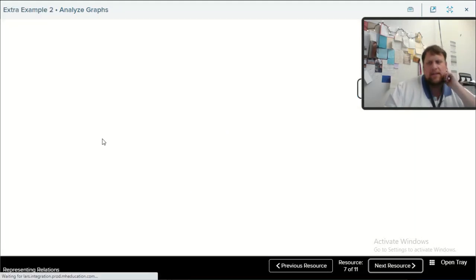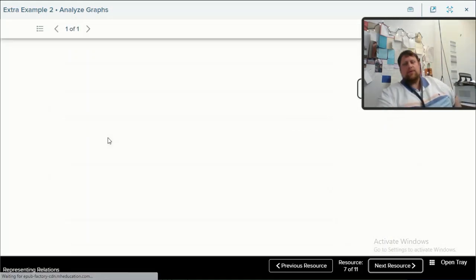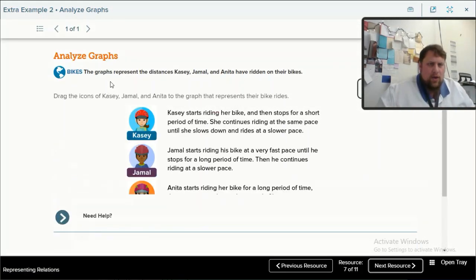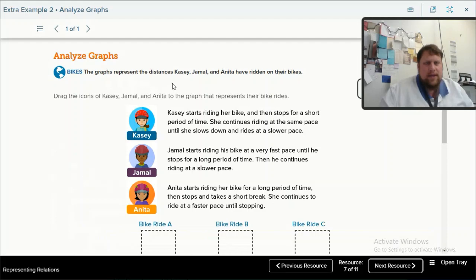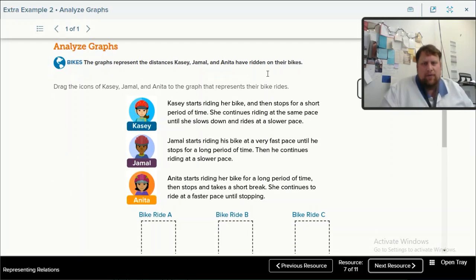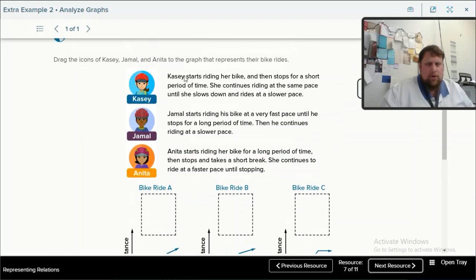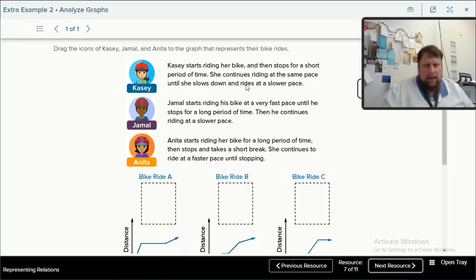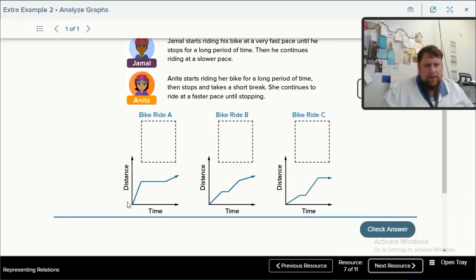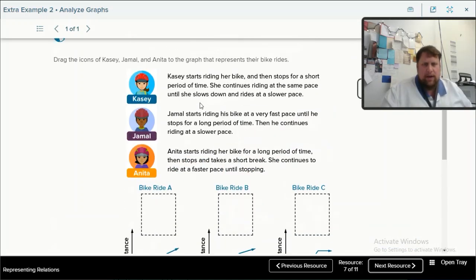All right, I want to get into some better graphs here as we go, because they do get better. The graphs represent the distance Casey, Jamie, and Anita have ridden on their bikes. Okay, so we're going to talk about that. So the first one says Casey starts riding her bike and then stops for a short period of time. So if I look at these graphs, this looks like somebody going really fast and then stopping for a long time. This is somebody riding their bike, stopping for a short time. Here's somebody riding their bike and stopping for a short time. So it's either one of these two graphs right here.